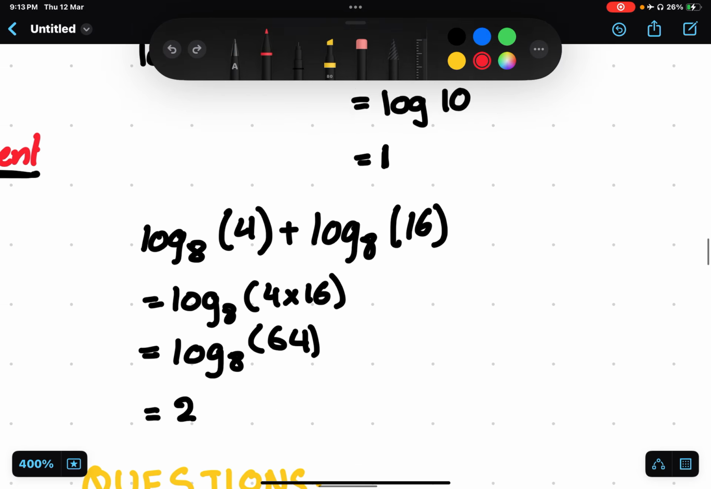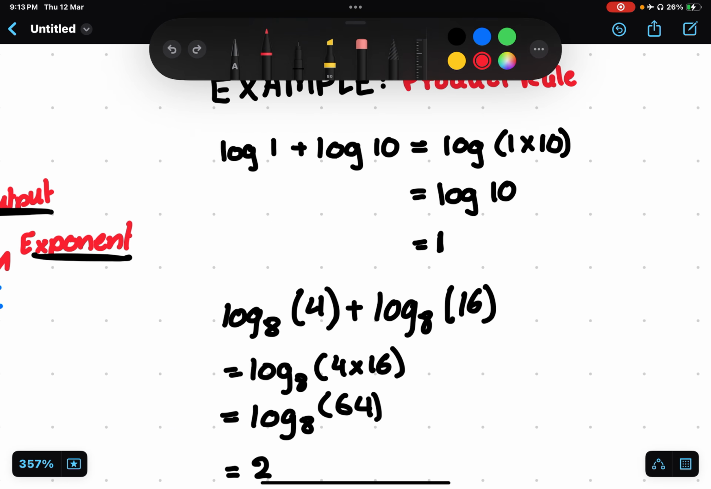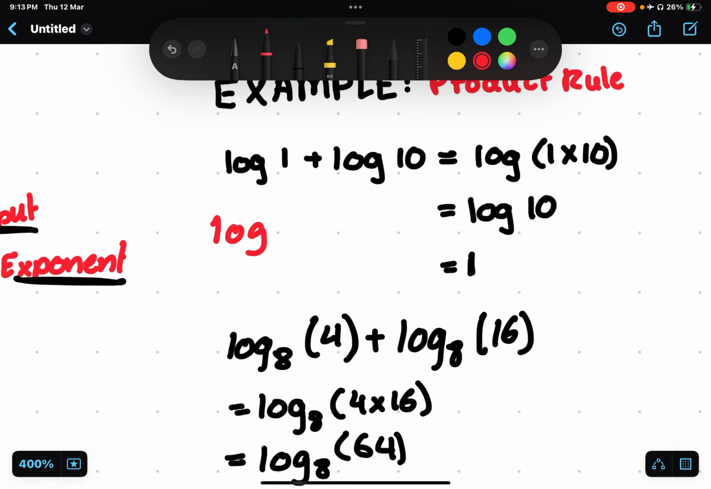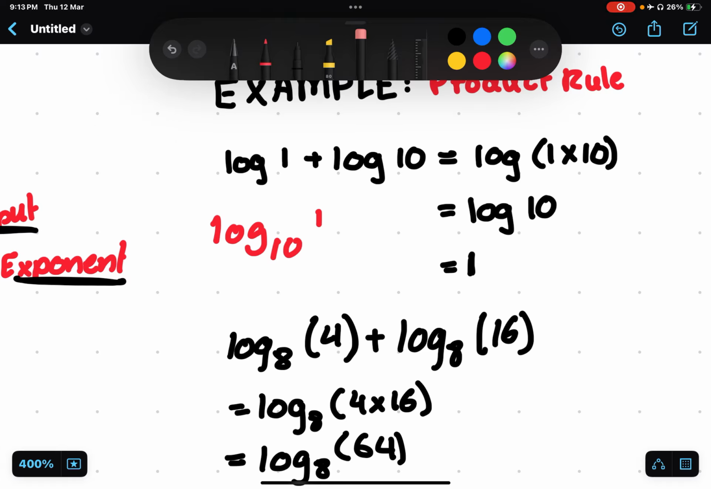But let me show you another example. For this question, we've got log base 8 of 4 plus log base 8 of 16. Why is this harder? Because in the above one, we had log base 10 of 1, and we know that any number to the power of 0 is equal to 1. That's just a rule that you should know. That's why if we see log base anything of 1, that is equal to 0. And since we know that log base 10 of 10 is 1, this is really easy to solve even if you don't know the identity.